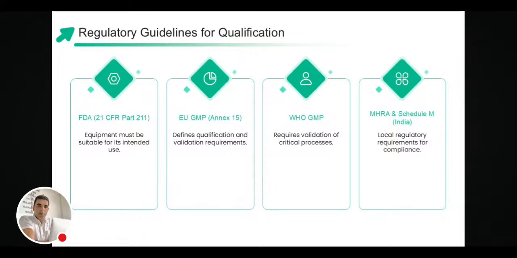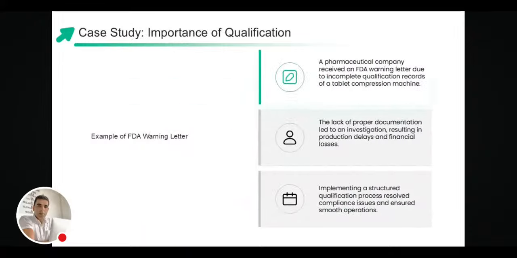For instance, a pharmaceutical company recently received a warning letter from the FDA due to the improper qualification of their tablet compression machine. This lapse triggered a regulatory investigation, led to production delays, and resulted in significant financial losses. This example clearly highlights the importance of thorough equipment qualification, not just to ensure compliance, but to maintain smooth operations and protect a company's reputation.